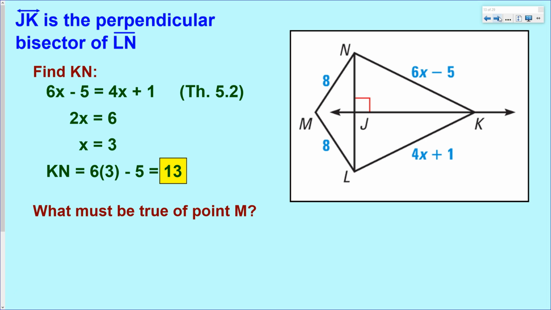And then the second question is, what must be true of M? Well, M, you can see, is this point right here, and it is equidistant from both L and N. So basically the only thing you can say is that it must be on this line. If this line were to be extended, it would go directly through M.